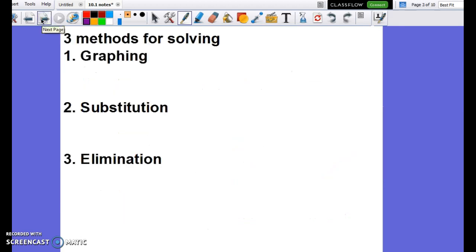So you've got three methods. Count them again. 1, 2, 3. For solving. One is graphing. Okay, if you can get y by itself and you can type it in your calculator and you can graph it and you can see where they're touching, or you can see that they're parallel, or you can see that it's the exact same line, then you can solve it that way.